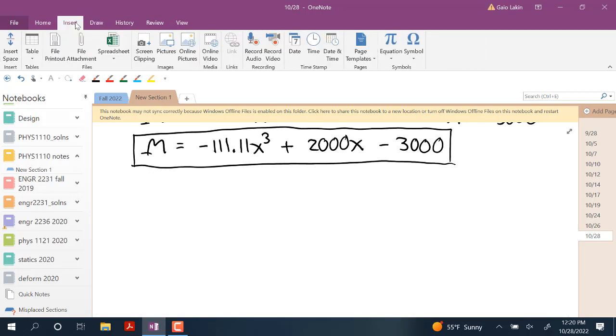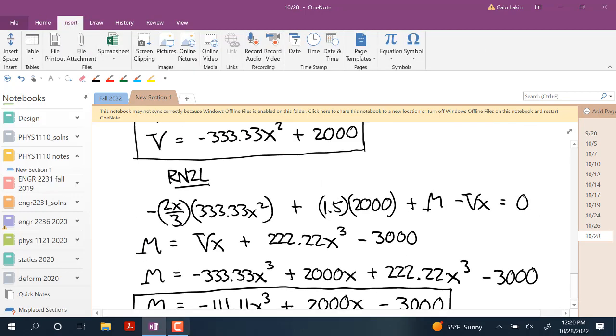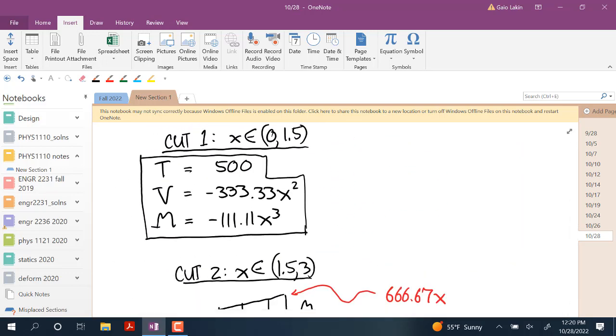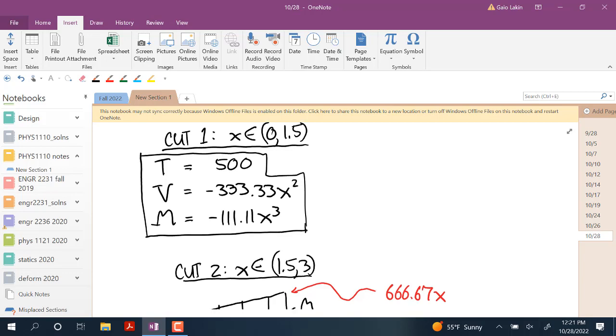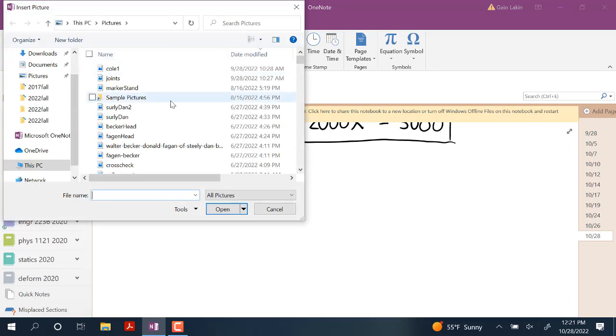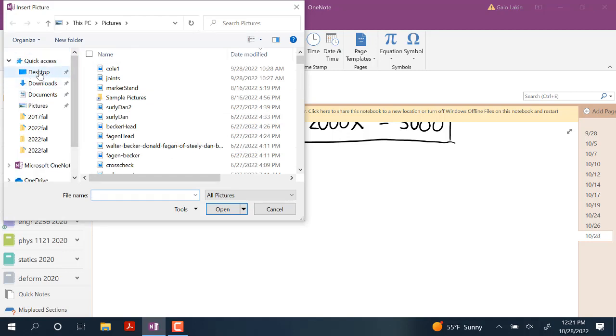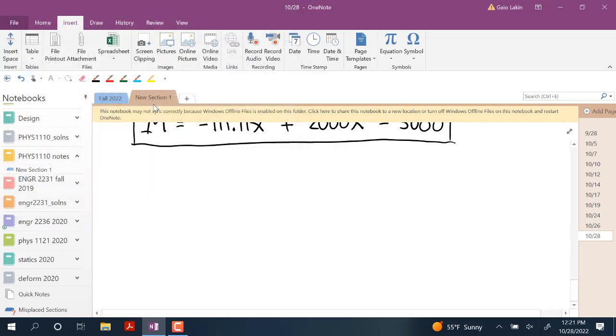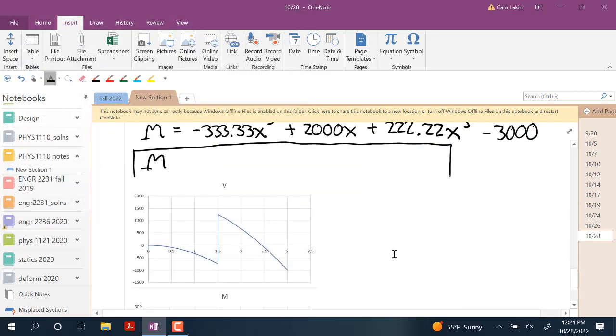So here's what the tension is. It's easy, right? The tension just goes 500 the whole way. Is it in tension or compression? Tension. Positive is tension, negative is compression. And then the other ones that are harder to visualize, I might have put it there.